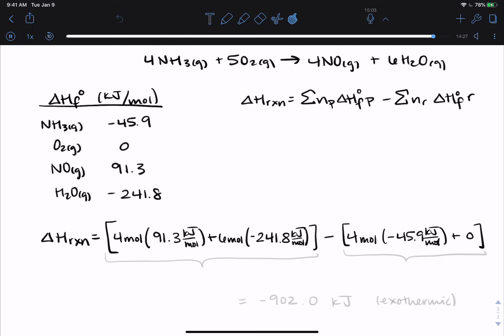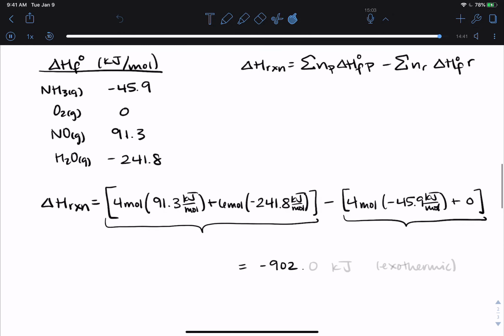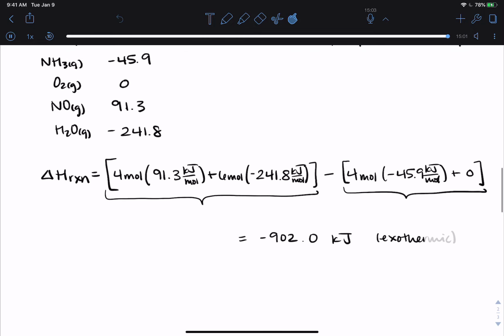I don't have the individual values here, but if you need it for a little bit of sanity, you can calculate these values individually before you add them together to make sure you don't miss anything. And this ends up being negative 902.0 kilojoules for the reaction as it's written. So I could put this back next to the reaction, still kind of put that per mole back in there if I need it for a conversion, although technically I canceled it out. So this is an exothermic reaction.